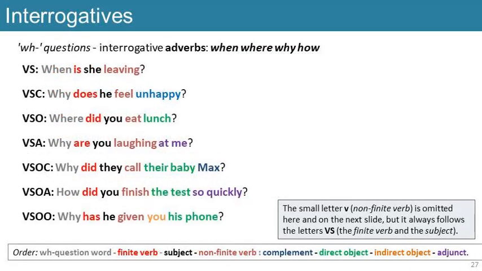Now we will look at the first type of WH question, namely those starting with one of the interrogative adverbs, when, where, why, and how. These adverbs start the sentence and, as with yes/no questions, the finite auxiliary verb comes next, before the subject. So again we have a VS structure, followed by the same constituent order that we've seen in declarative sentences.